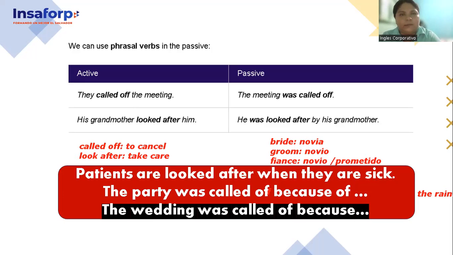Okay, Jenny, read your example. I write the wedding was called off because the groom is sick. And the other one is the wedding was called off because the boyfriend is lost. Okay. The boyfriend is lost. The fiancé is lost. Okay.